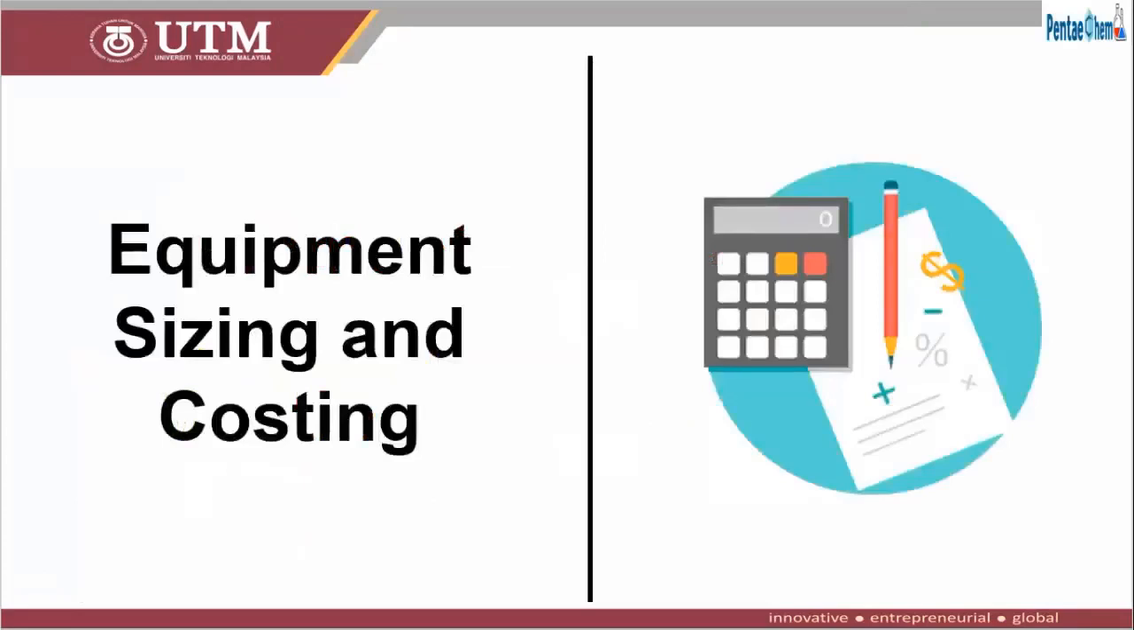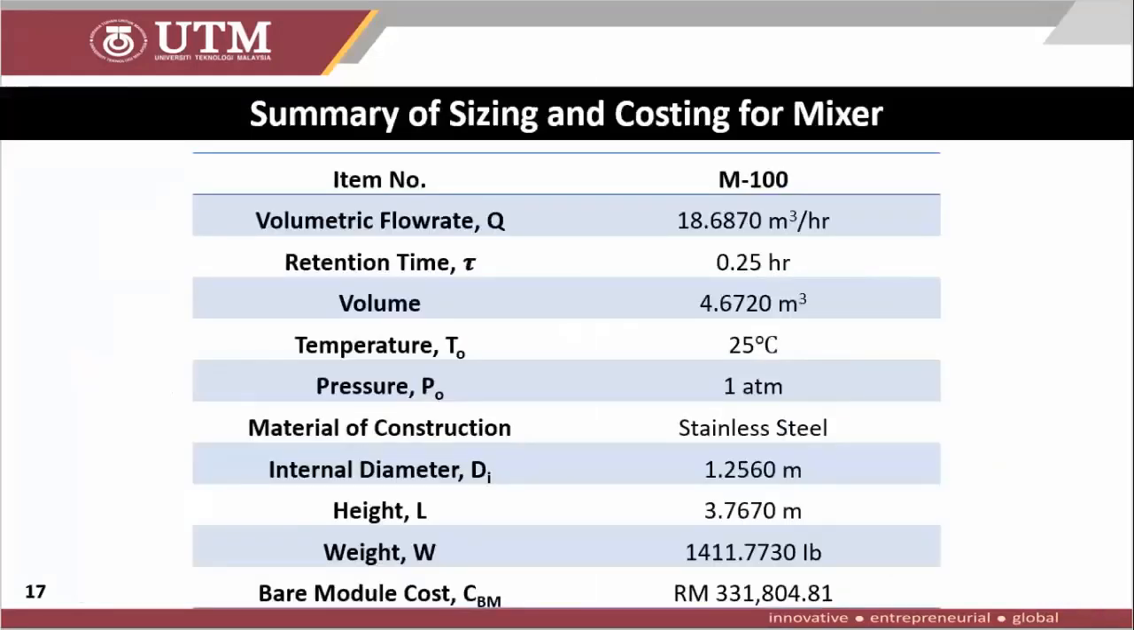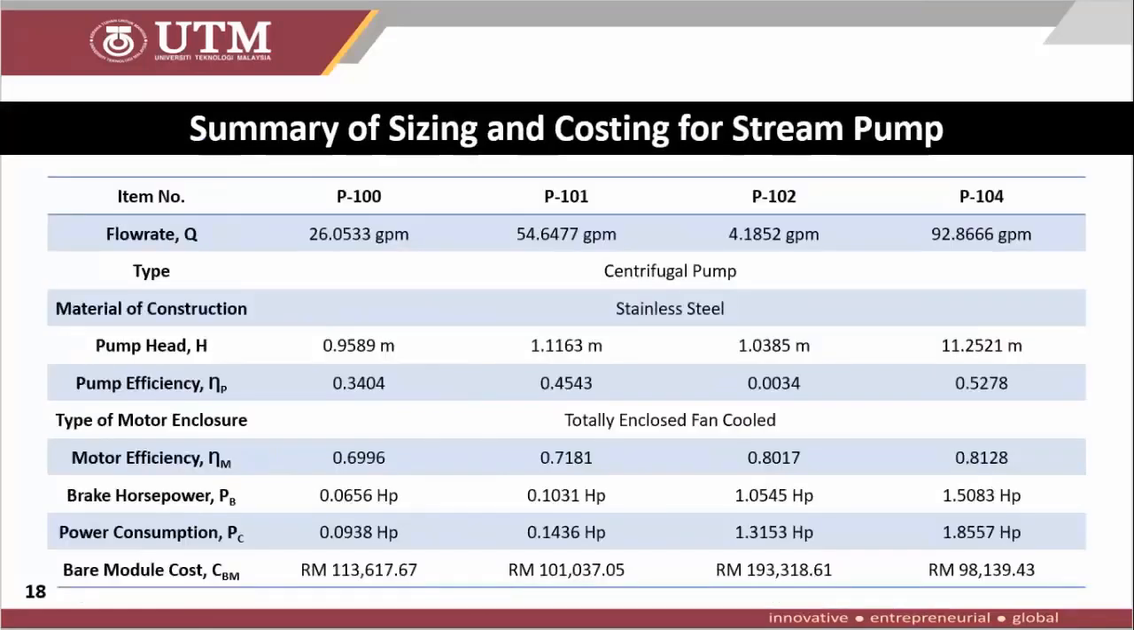Now I'm going to explain the sizing and costing for all equipment in our plant. Firstly, the volume for mixer is 4.67 meter cube, while the cost is 331,000 ringgit. Next. The total costing for stream pump is around 500,000 ringgit.